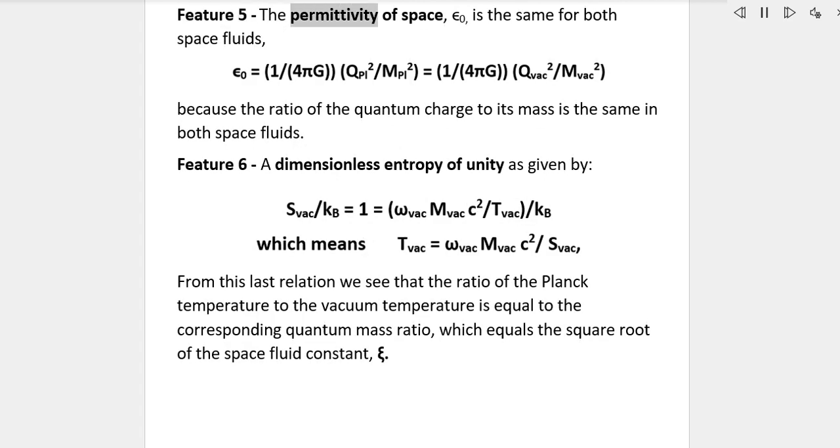Feature 5, the permittivity of space, epsilon 0, is the same for both space fluids. Because the ratio of the quantum charge to its mass is the same in both space fluids. Feature 6, a dimensionless entropy of unity is given by. From this last relation we see that the ratio of the Planck temperature to the vacuum temperature is equal to the corresponding quantum mass ratio, which equals the square root of the space fluid constant, psi.